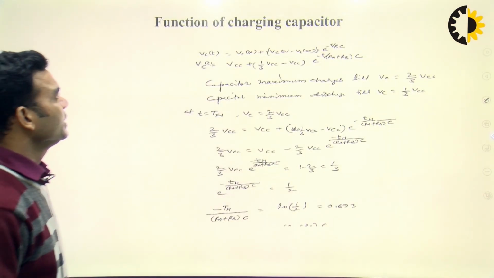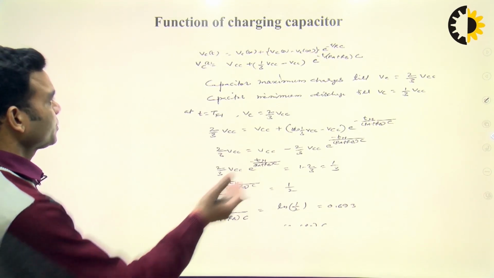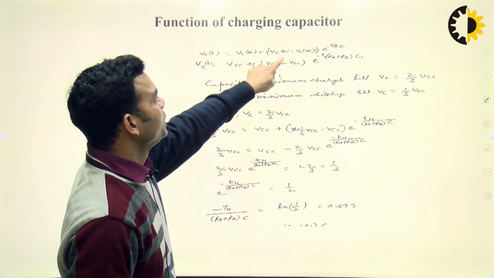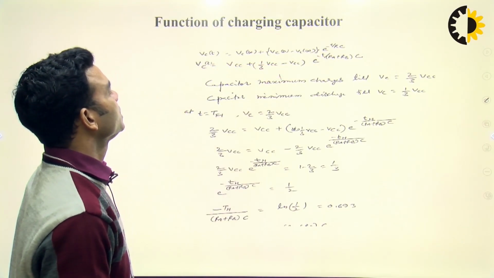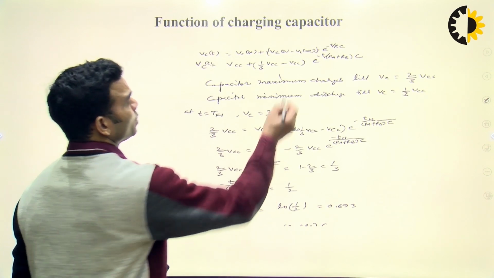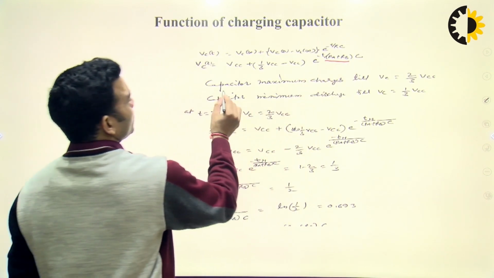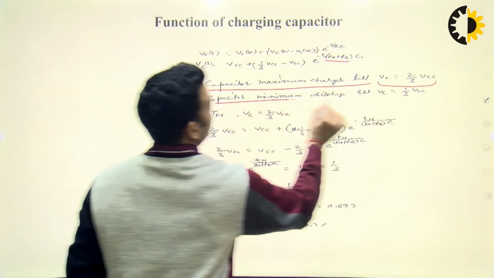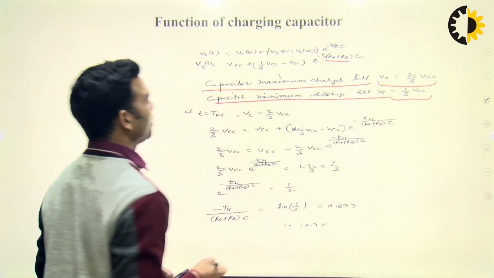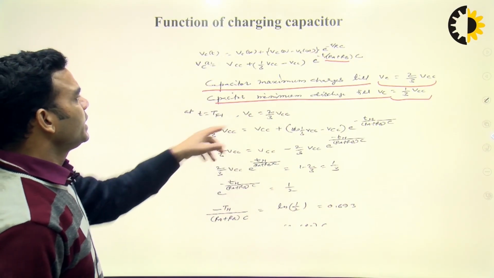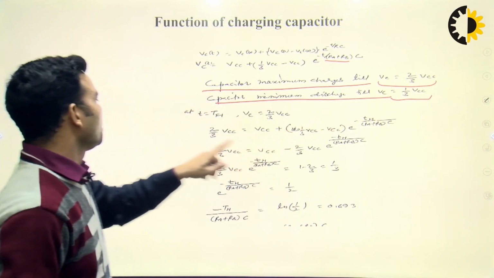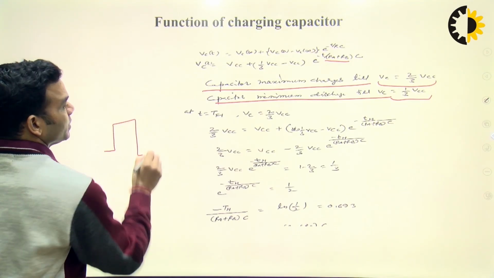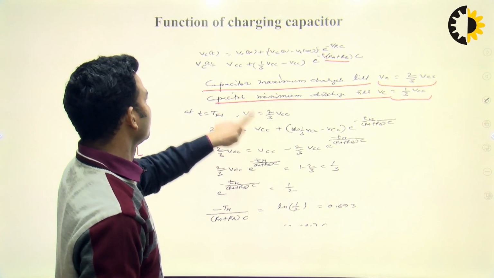Now, the function of the charging capacitor. Earlier I told you this relationship: VC(t) is equal to VC infinite plus (VC0 minus VC infinite) into e to the power minus t upon RC. While charging, it is charging through resistors RA and RB. The capacitor maximum charges till 2/3 VCC and discharges till VC is equal to 1/3 VCC. So for the charging case, we will consider this 2/3 VCC at t is equal to TH. That means I am talking about this charging condition.